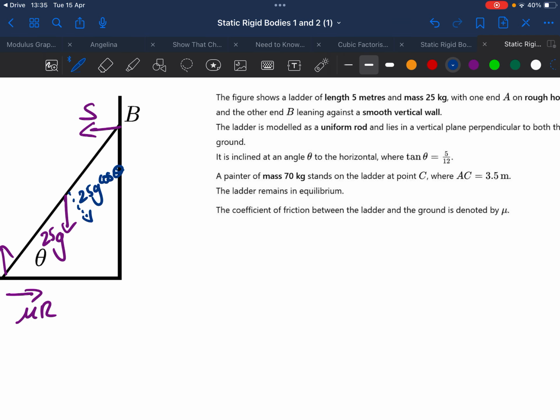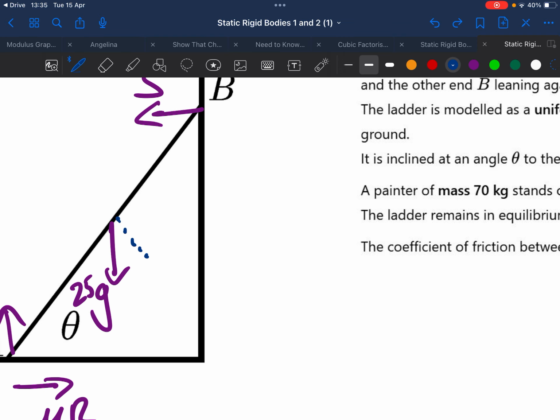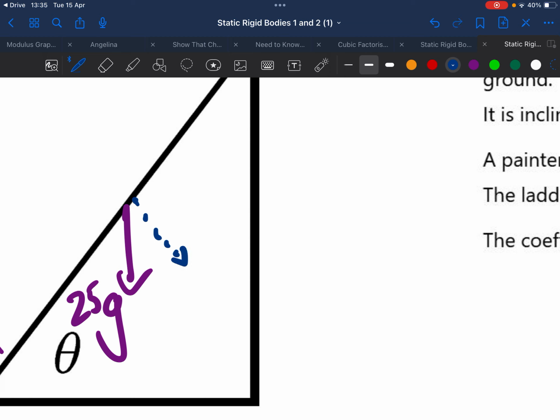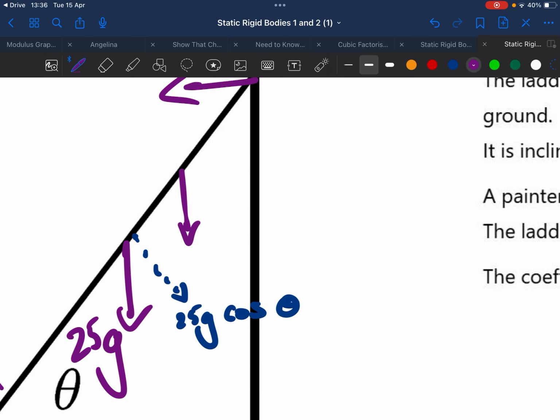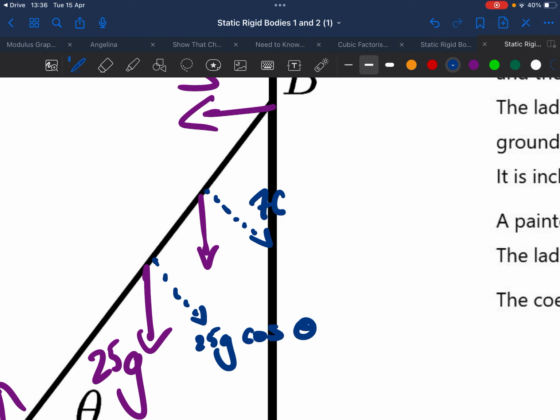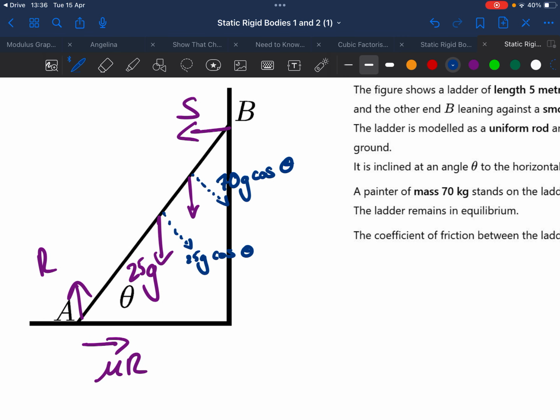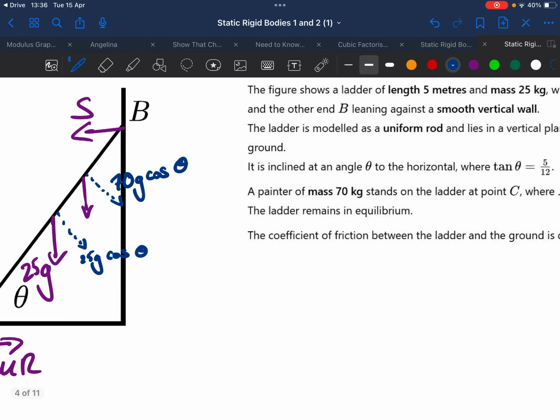And on this one, instead, you also have a painter standing on the ladder at C. So what would that do? Well, if I just tidy this up a little bit, just to show you. So this will still be 25G cos theta. But if you have other people standing on the ladder, you'll just have other down arrows like this, which you will also, for your moments, need to resolve. So the painter is 70G. Can we just jump straight to that result there? So you would get, for example, 70G cos theta. And that should give you what you need to start setting up the question.